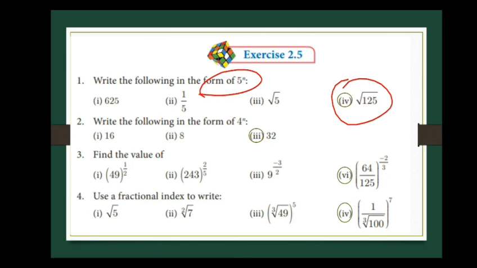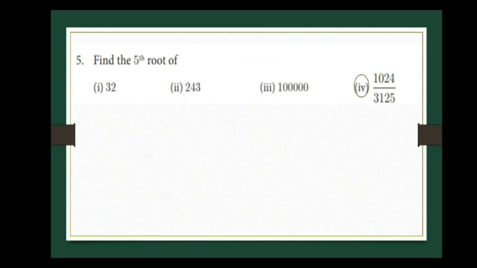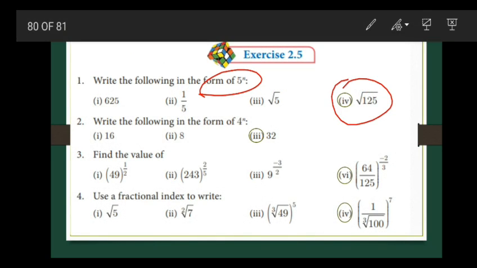Now see the second one. Write the following in the form 4 power n. In this I will do the third one. We have to write it in the form 4 power n. So we will do the third one, 32. We have 32, and we have to write this 32 in the form 4 power n.